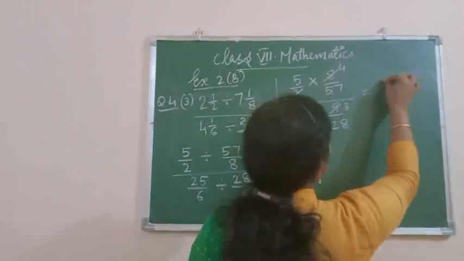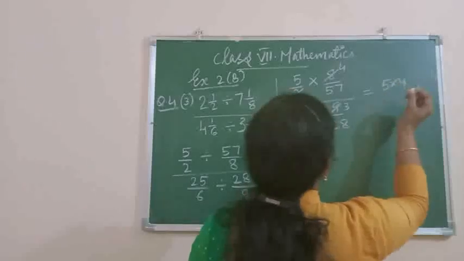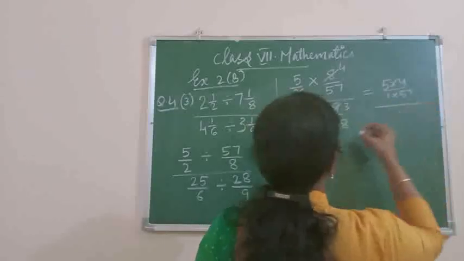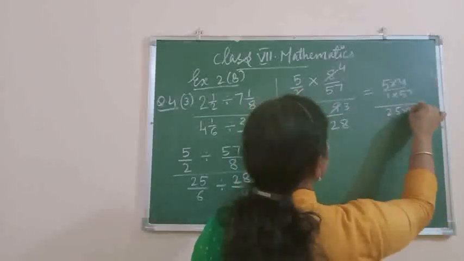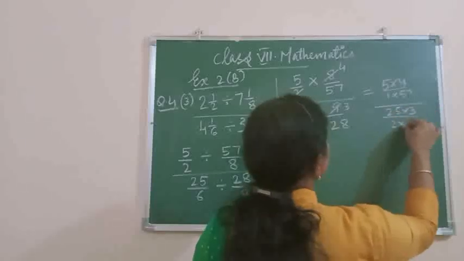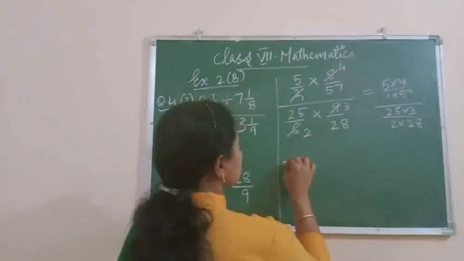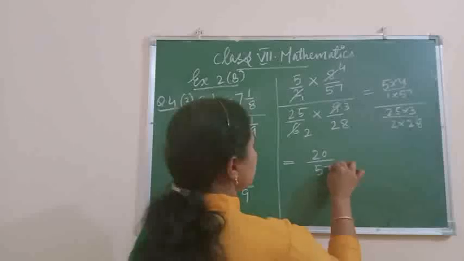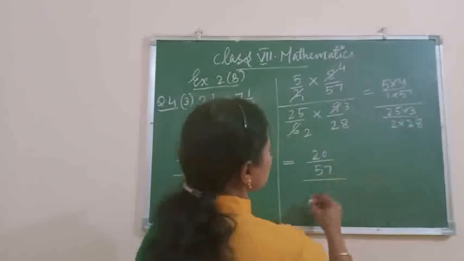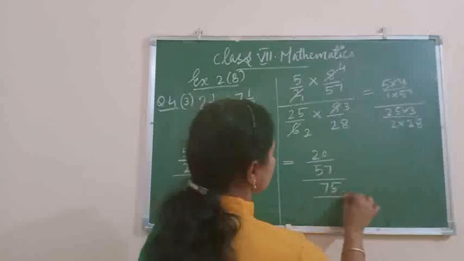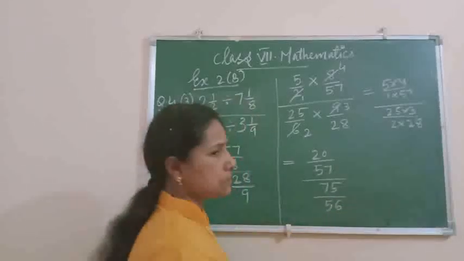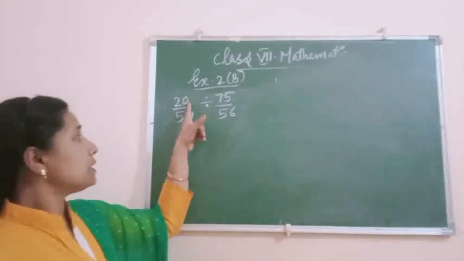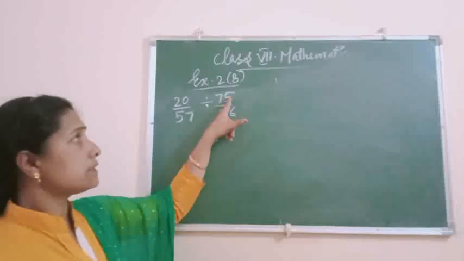multiplying together, that is 5 into 4 upon 1 into 57, upon here 25 into 3 by 2 into 28. Now this is 5 into 4, 20 by 57 upon 75 by 56. Now you got the fraction like this: 20 upon 57 divided by 75 upon 56.